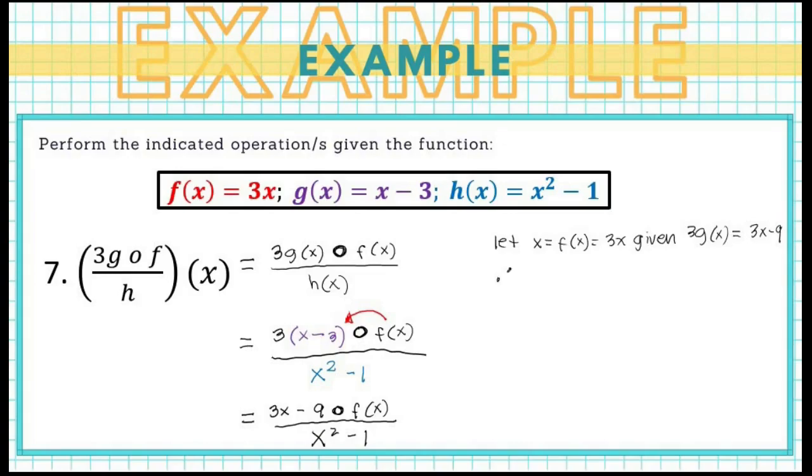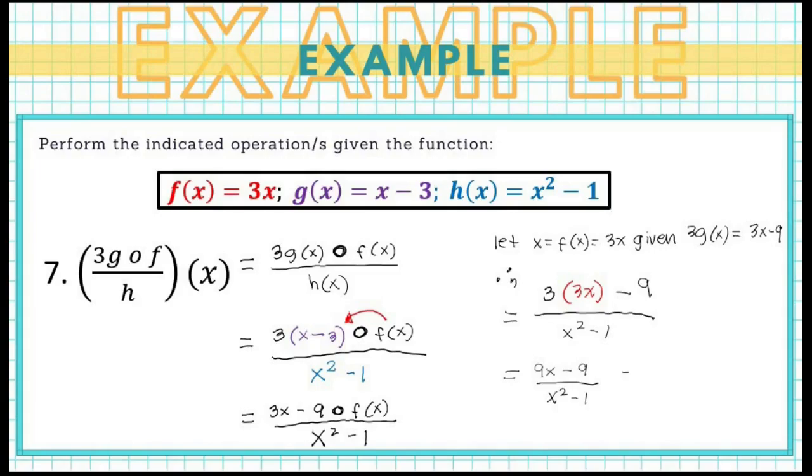Afterwards, we can simply substitute. Hence, to simplify the numerator and perform the composition of functions operation, we substitute. So we have 3. Then the value of x will become f of x, which is 3 of x. So that will be quantity 3 times x rather. Then copy minus 9. And then all over, we copy the denominator, which is x squared minus 1. We simplify further the numerator. 3 times 3x is 9x. Copy minus 9 all over x squared minus 1.